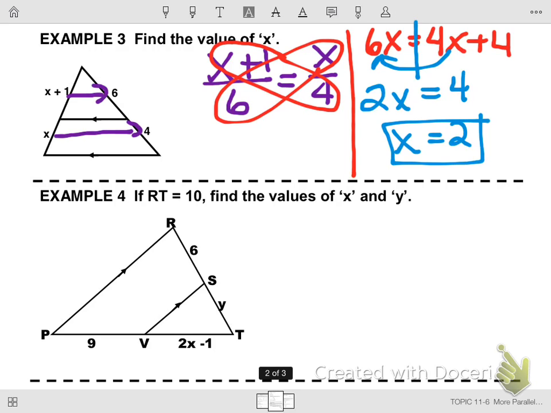Looking at example 4. And again, you can go left to right. We can go top to bottom to set it up. For this one, I'm going to do 9 to 6. And then the question is, can I put two different variables together? No, I can't. So I want to make sure I've read all the instructions, because it does say the distance of r to t is 10. So from here to here is 10. So 6 plus what gives you 10? That means y is going to be 4.